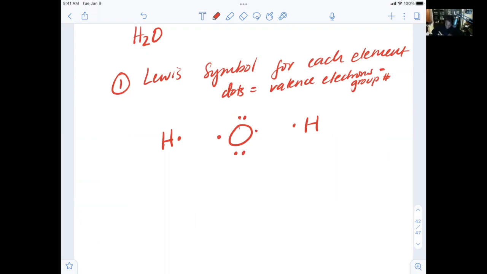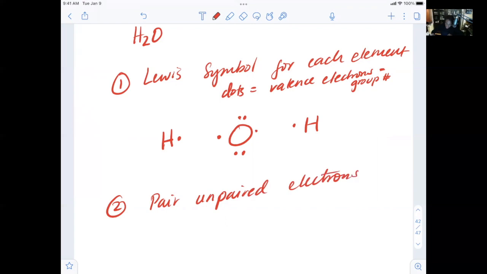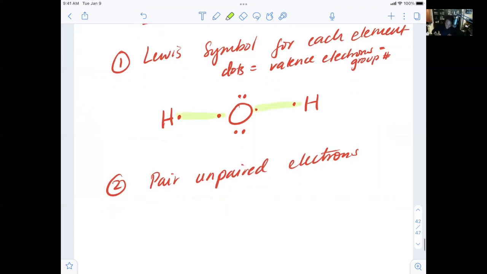Okay. Number 2, pair unpaired electrons. Okay, pair unpaired electrons. Let me find my unpaired electrons. These are unpaired. These are unpaired. And so we end up with oxygen up like that. And then the shared electrons are right here.